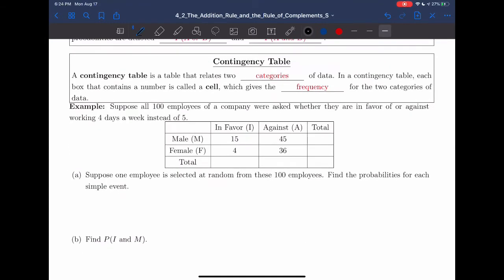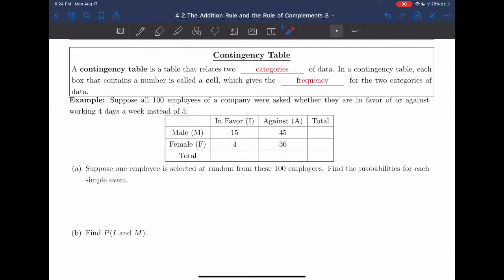Let's consider this partially filled contingency table. So suppose all 100 employees of a company were asked whether they're in favor or against a certain policy. In order to fill this out, we want to know the total number of males, which is adding the total number of males who are in favor plus the total number of males who are against. In this case, it's 60. We do the same thing for female, which is 4 plus 36, which is 40.